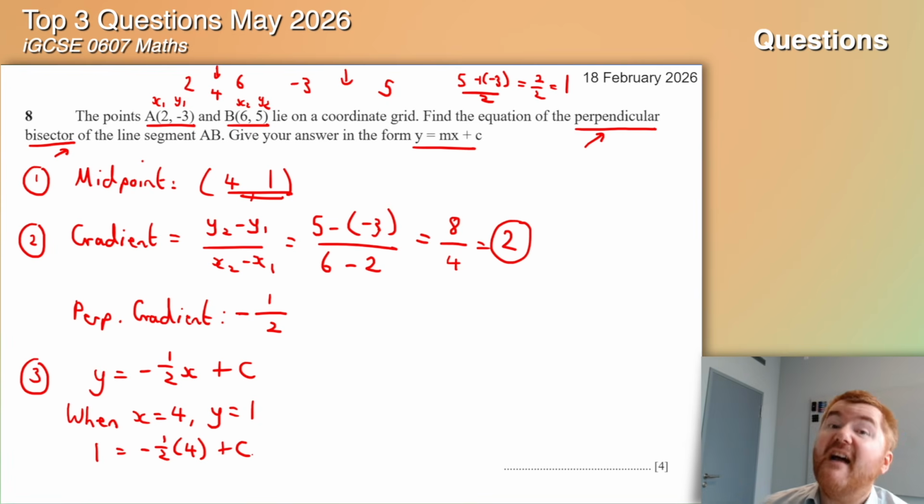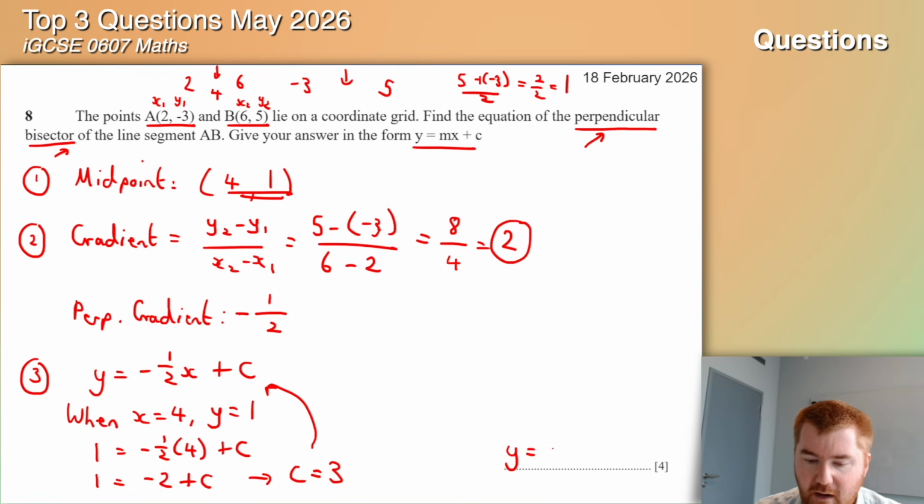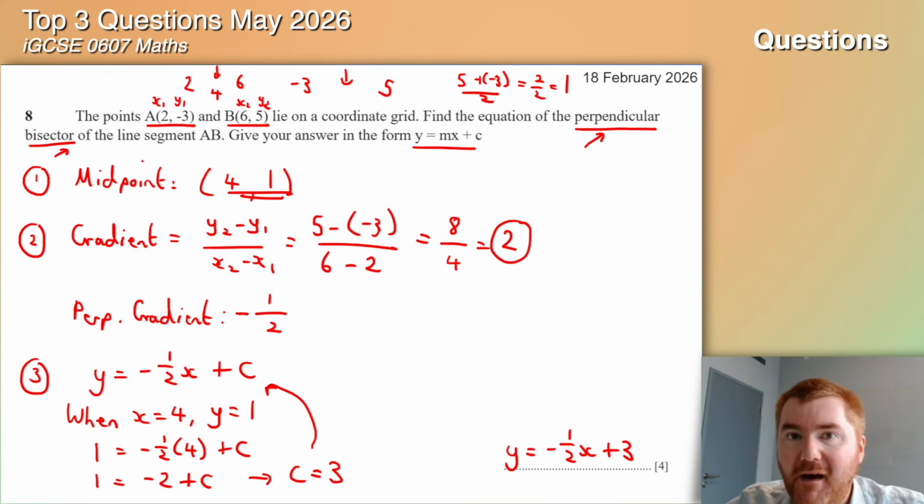And then we just have a fairly straightforward equation to solve here. So minus half times 4 is minus 2. And that means then that c, in order for this to make sense, needs to be equal to 3. So we now can put down our 4th mark here, which is we substitute c back into the equation, and then we have our answer of y equals minus a half x plus 3. And that gives us all 4 marks for this very typical question.